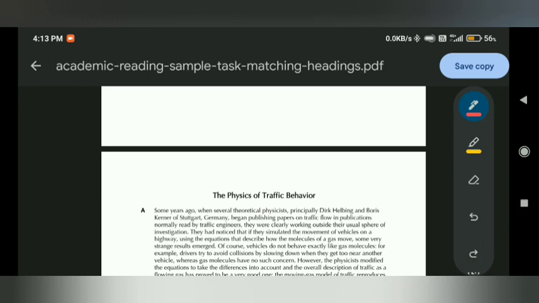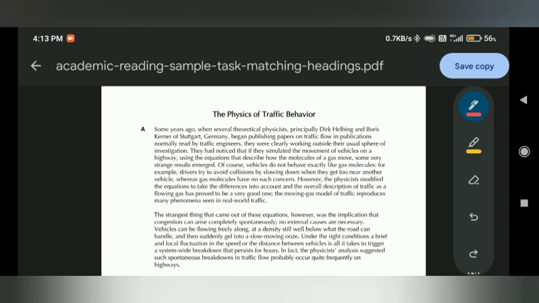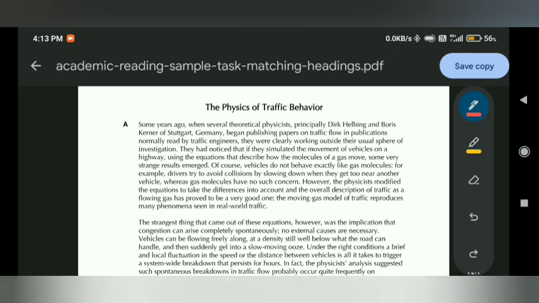The first step that we need to take while solving list of headings is that we need to read the paragraph first instead of reading the options. So let's read the first paragraph. It is a large paragraph, so I am reading it by myself.